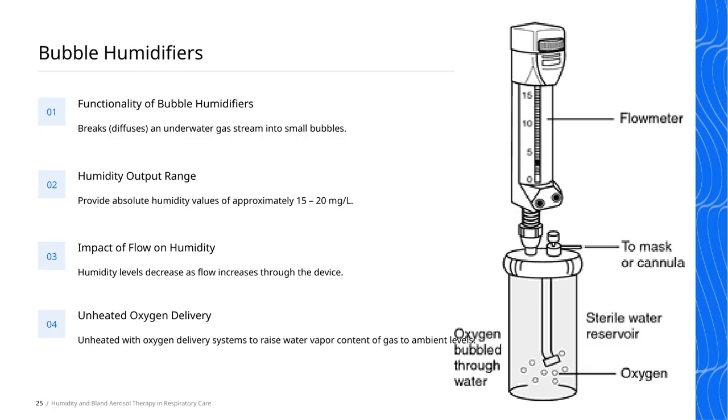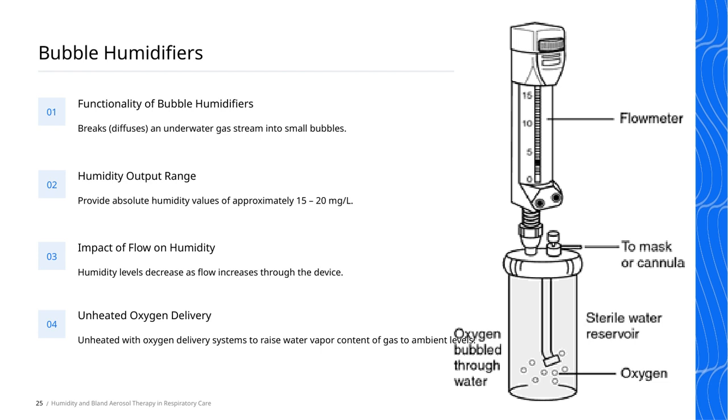These devices are designed to add moisture to the gases we deliver to patients, and they work by diffusing an underwater gas stream into tiny bubbles. This process helps increase the water vapor content in the gas, making it more humidified before it reaches the patient's airways. Now, it's important to note that these humidifiers are unheated, meaning they don't actively warm the water. Instead, they rely on the natural evaporation process to provide humidity. But there's a catch. When the flow rate of oxygen or air increases through the device, the humidity levels actually decrease.